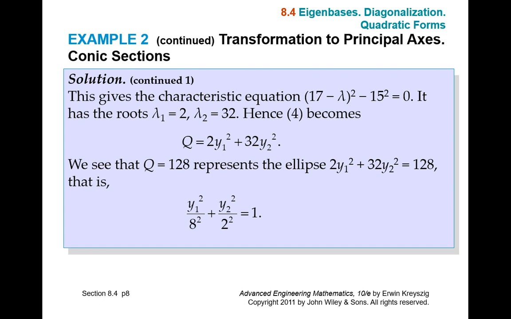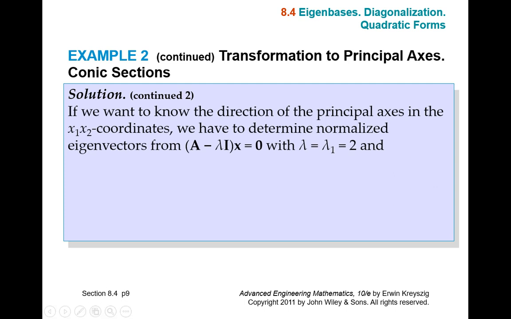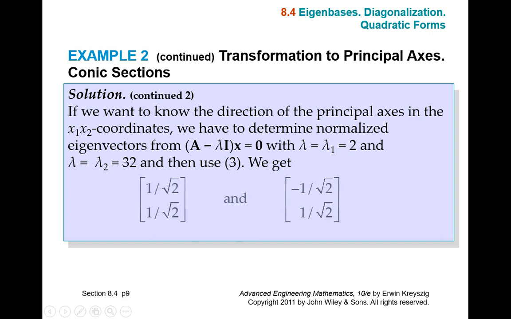Now let's see the orientation, or direction, of the ellipse. For that we have to calculate the eigenvectors. How do we calculate the eigenvector? We use the characteristic equation, that is (A minus lambda I) x equal to 0. Just put in the first eigenvalue and calculate the vector x. Similarly put in the second value and calculate that. So I come up with two eigenvectors. The first one, for 2, is 1 over root 2 and 1 over root 2. Similarly, the second is minus 1 over root 2 and 1 over root 2.